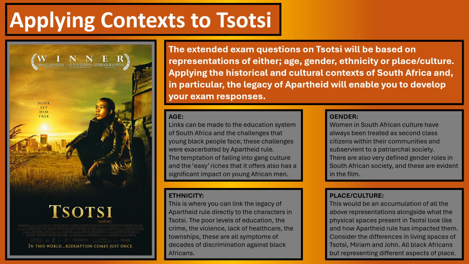And finally, representation of place and culture. This would be an accumulation of all the above representations alongside what the actual physical spaces present in Tsotsi look like. Tsotsi's shack, Miriam's shack, the concrete tubes that Tsotsi runs to find shelter in. And all of these show how apartheid rule has impacted South Africa as a place, and in particular the township as a place. And we consider the differences in those living spaces. Tsotsi's shack, Miriam's shack, John's house, they're all black South Africans, but representing different aspects of the townships in Johannesburg, and Johannesburg as a place, and South Africa as a place.